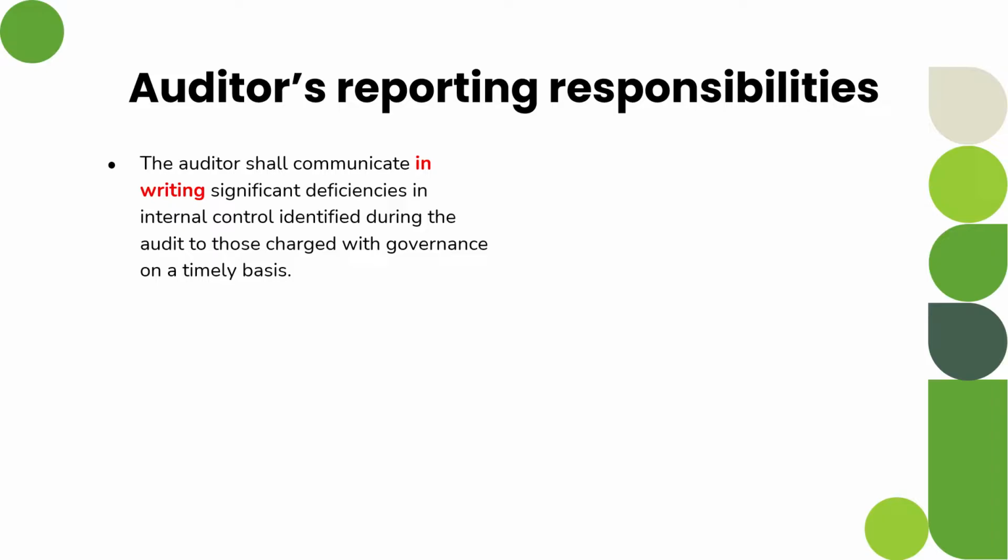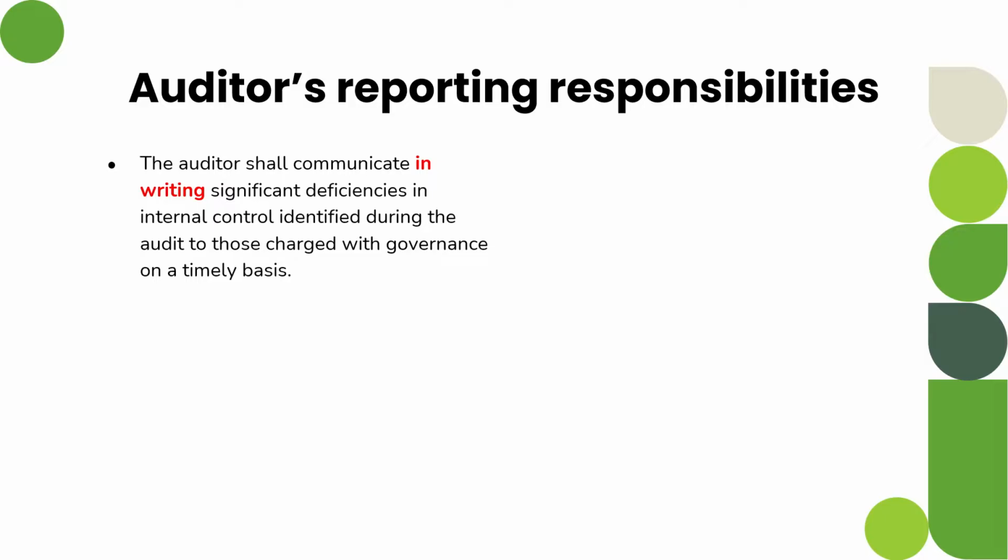Speaking of which, what then is the auditor's reporting responsibility when it comes to internal control deficiencies? According to ISA 265, the auditor shall communicate in writing significant deficiencies in internal controls identified during the audit to those charged with governance on a timely basis. Two things: the communication must be done in writing, and it is limited to significant deficiencies. Therefore, we will not be reporting to those charged with governance all of the control deficiencies we have seen. We are to report only those which we consider to be significant deficiencies and material weaknesses. We also take note that the required communication is in writing.